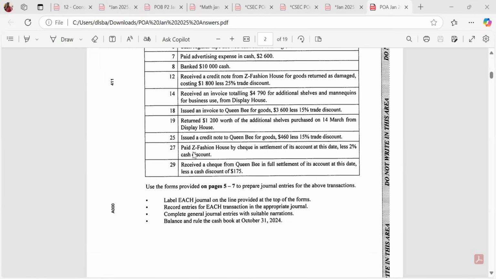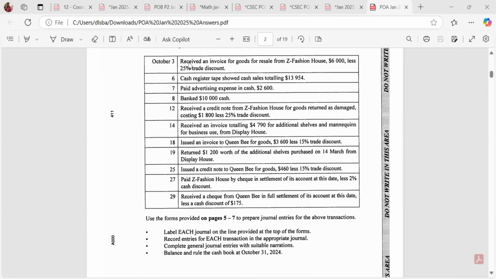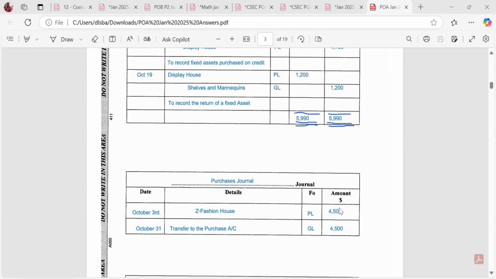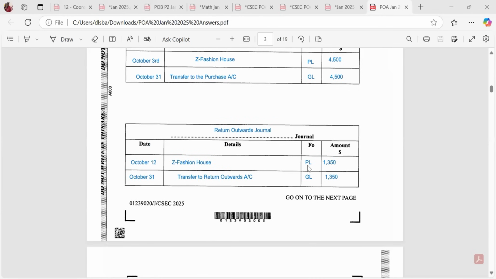The 27th, almost finished. Paid the Fashion House by check for settling of the account at the date less 2%. So here what we have to do now, we have to figure out how much we were owing them first. At the start, we purchased goods from the Fashion House and we got a discount. So we were owing them 4,500, right? But then we returned goods to them. Remember, return outwards, 1,350. So I have to take that 4,500 and minus the amount we returned, because we're not owing them for that again. So we're owing them 3,150, right?